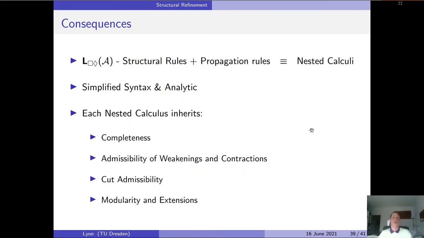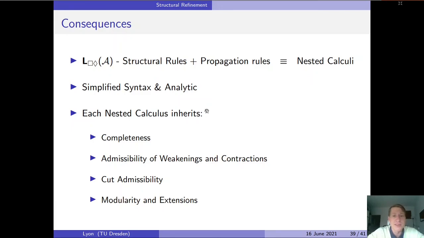And what's the moral of the story? The moral of the story is that if we take Simpson's labeled sequent calculi, we eliminate structural rules from them and add propagation rules, then this gives us nested sequent systems. What's nice is that the data structure used is simplified. It makes use of trees as opposed to general graphs. There's less bureaucracy in their proofs, and they're fully analytic.